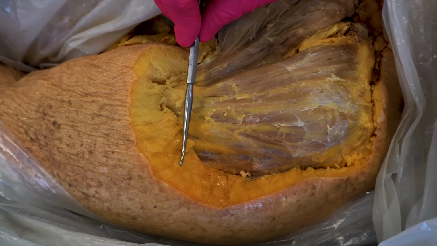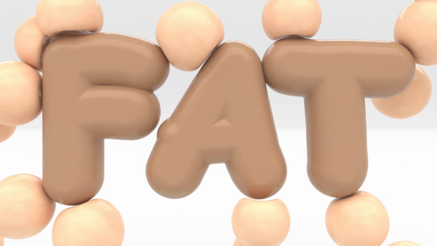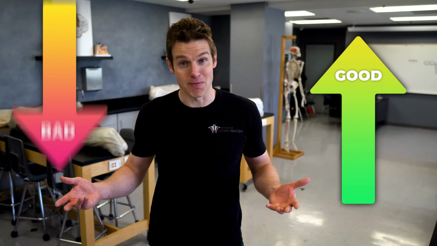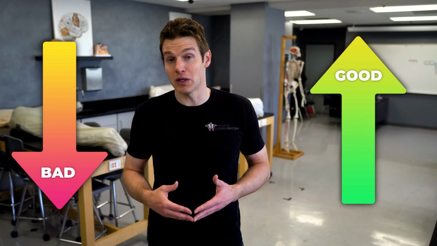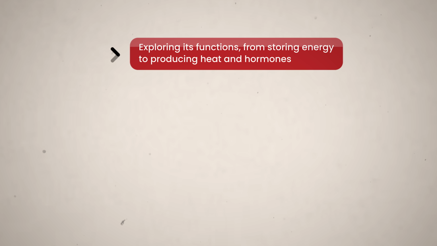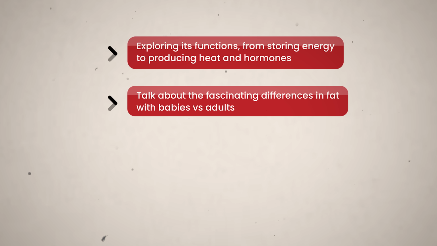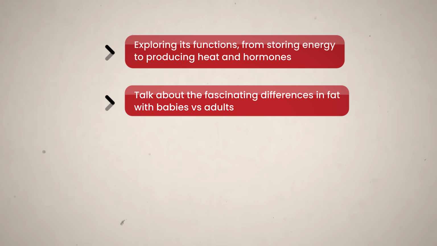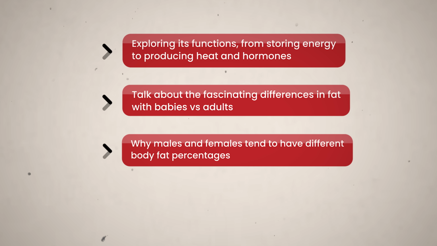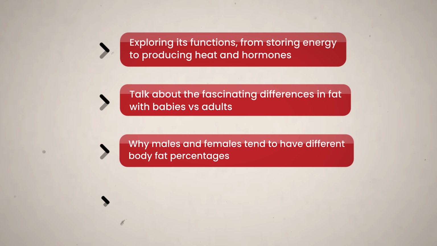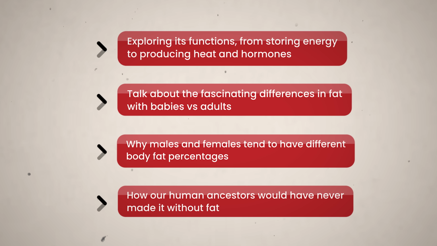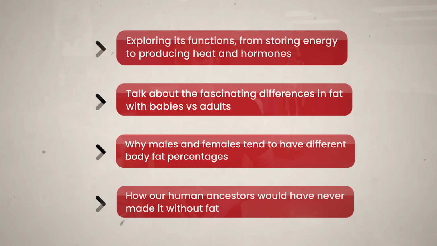So today, we're going deeper than we ever have before into the incredible world of fat, so that we can lay the foundation to help us figure out when it can be good and when it can be bad, so that you can make better health decisions when it comes to your own fat. We'll do this by exploring its many functions, from storing energy to producing heat and hormones, and talking about the fascinating differences in fat with babies versus adults, and why males and females tend to have different body fat percentages, as well as how our human ancestors would have never made it without fat. It's clearly going to be a fun-filled fatty one. So let's get into this anatomical awesomeness.